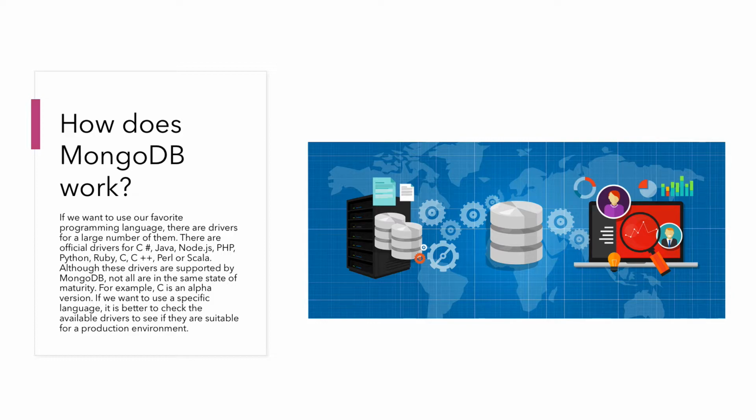How does MongoDB work? If we want to use our favorite programming language, there are drivers for a large number of them. There are official drivers for C#, Java, Node.js, PHP, Python, Ruby, C, C++, Perl, or Scala. Although these drivers are supported by MongoDB, not all are in the same state of maturity. For example, the C driver is an alpha version. If we want to use a specific language, it is better to check the available drivers to see if they are suitable for a production environment.